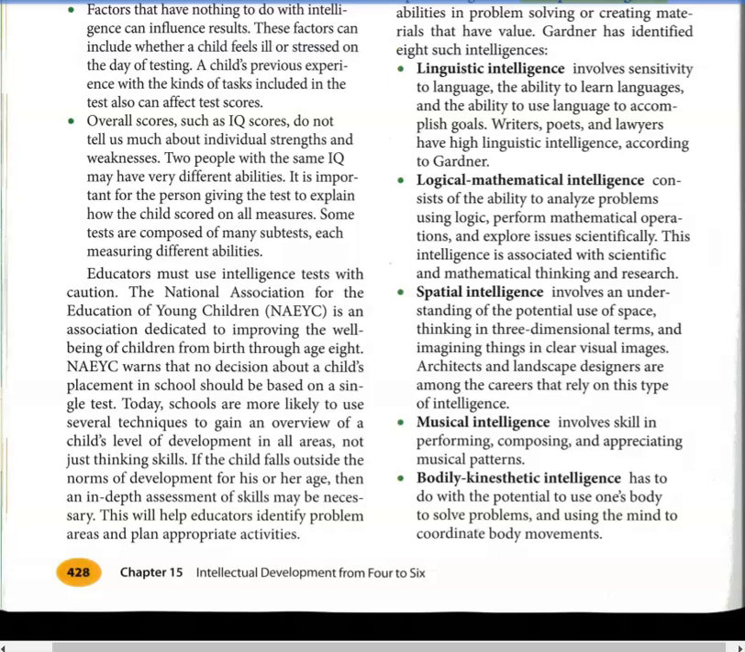The next one is musical intelligence, and this one's pretty straightforward. It's being able to have skill in performing, composing, and appreciating musical patterns, right? Everyone likes music. Everyone likes some style of music. They listen to music, they like it. But that's different than being able to perform or compose it or write music.